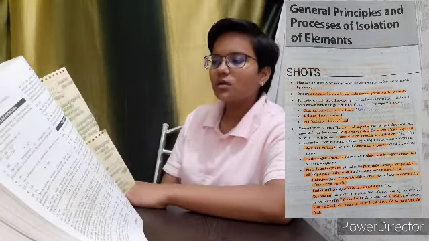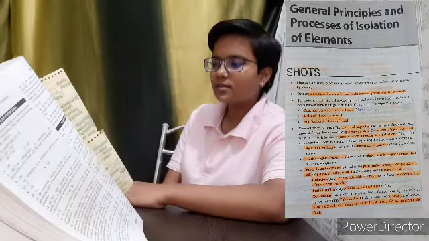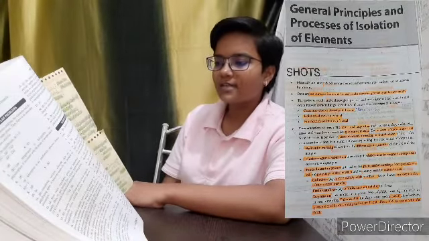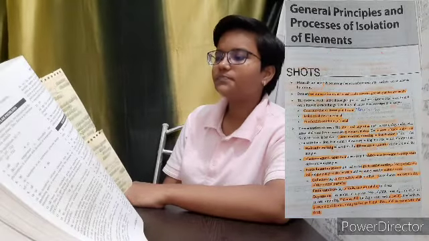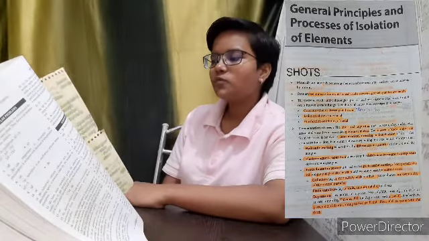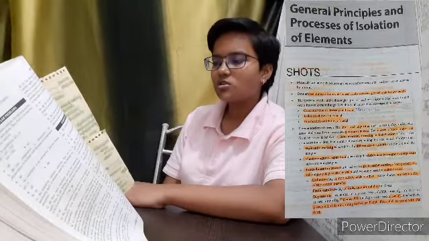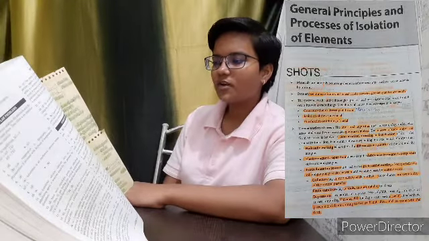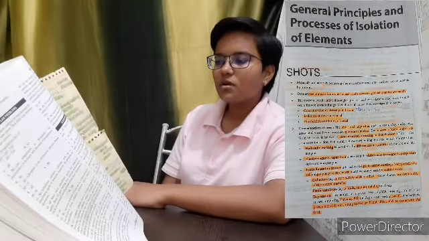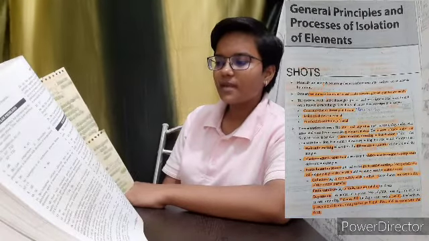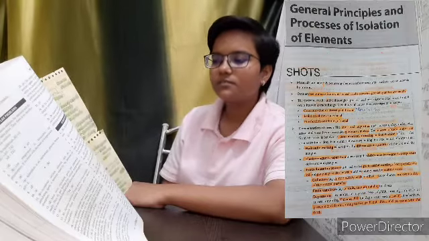Concentration of ores. The undesired impurities such as sand, clay, rocks, etc. associated with the ore are called gangue or matrix. The removal of these impurities from the ores is known as concentration, dressing or benefaction of ores. The concentration is done in a number of ways depending upon the nature of impurities.